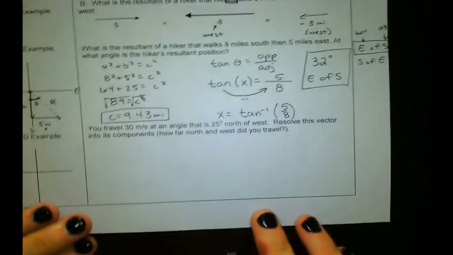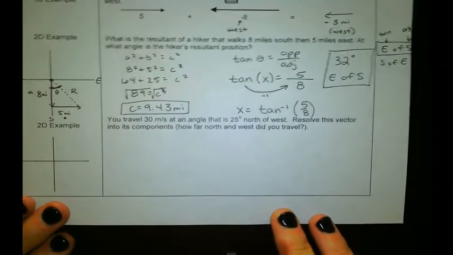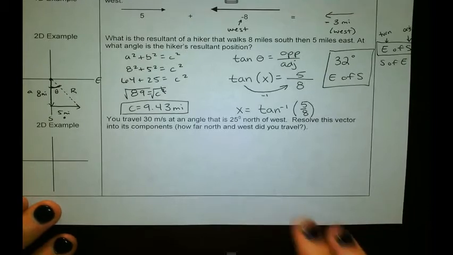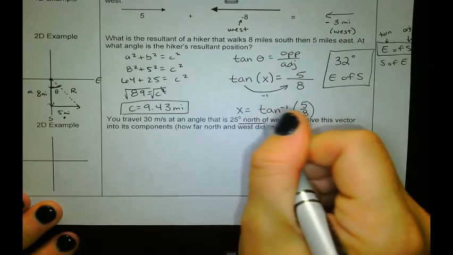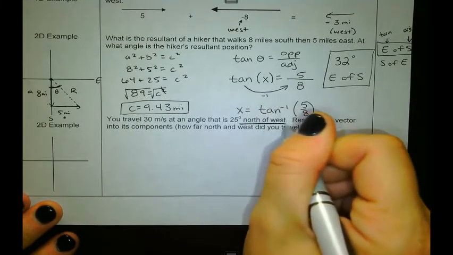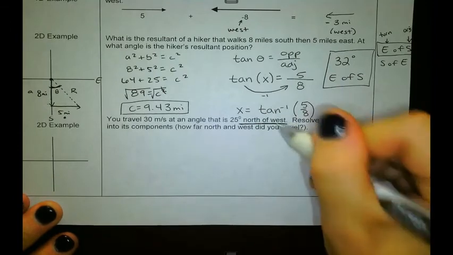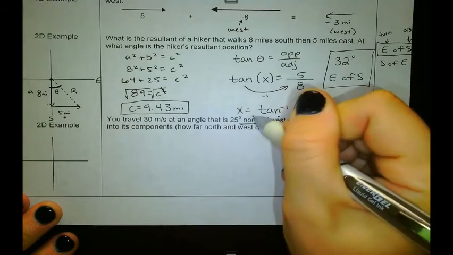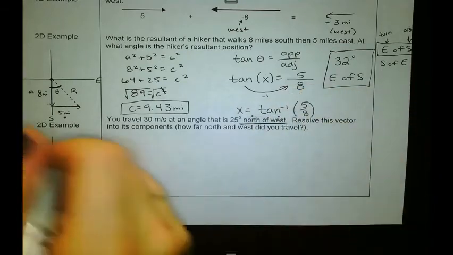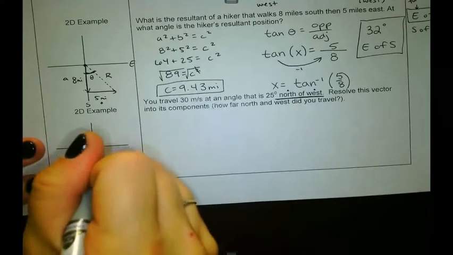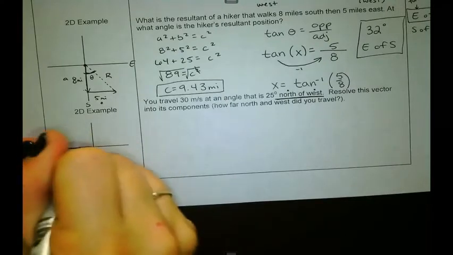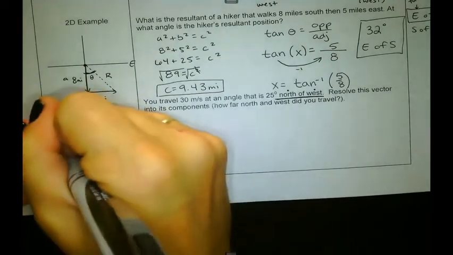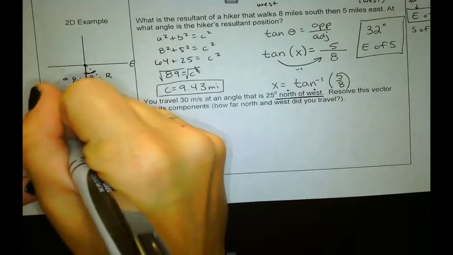All right, let's do the next one. You travel 30 meters per second at an angle that is 25 degrees north of west. So here we got a weird thing, just like we talked about, north of west. That means originally we were heading west and our turn was toward the north. So coming over here to my picture, originally heading west, and I'm going to turn and go north.